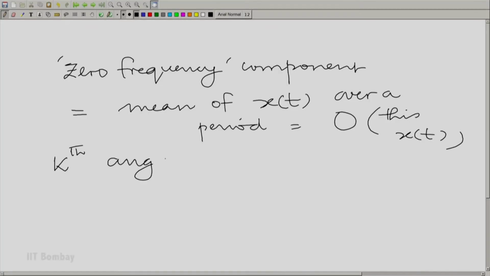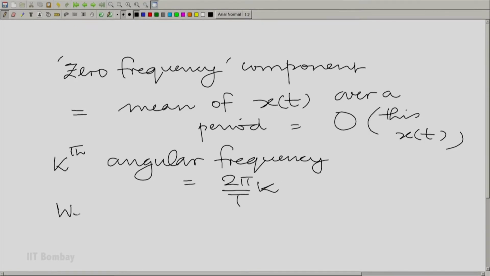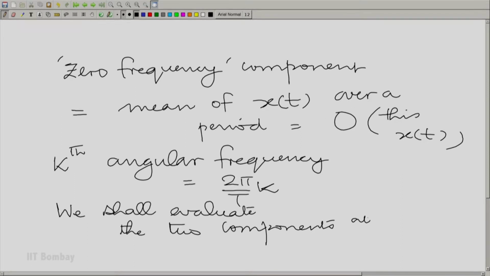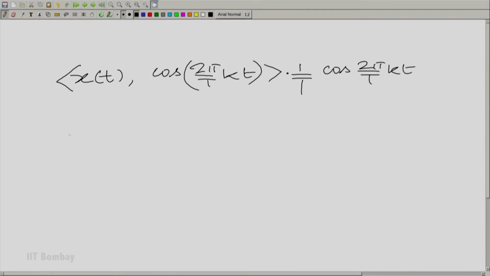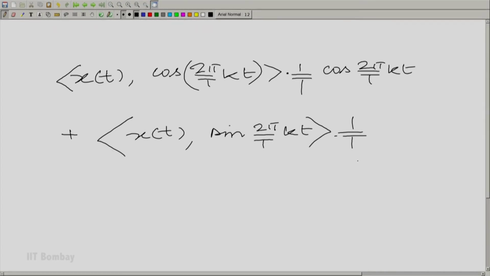Now, let us take the kth component. So, the kth angular frequency that we need to consider is 2π/T times k, and we shall evaluate the two components at this frequency. The first component is of course x(t) dot product with cos(2π/T kt) multiplied by 1/T cos(2π/T kt), plus the inner product of x(t) with sin(2π/T kt) and then again multiplied by 1/T sin(2π/T kt).